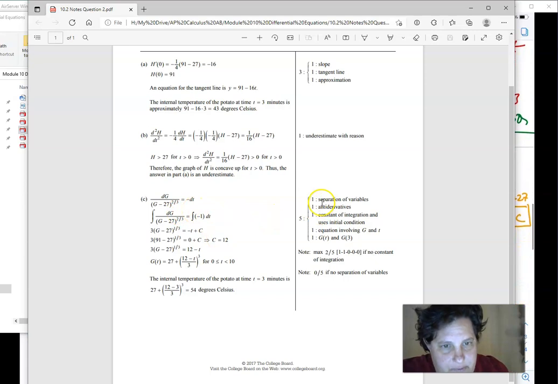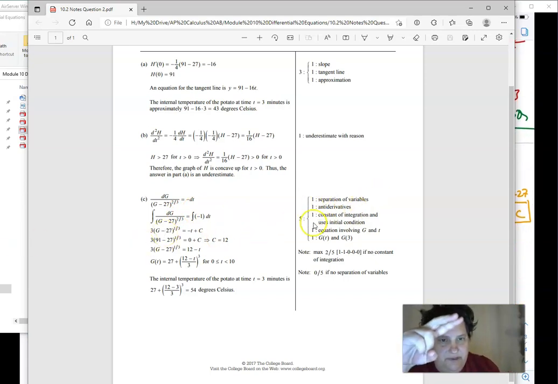Check it out. Separating the variables, that's 1. Taking the antiderivatives, that's 1. Constant of integration and uses the initial condition, that's finding C. Equation involving g and t. And then finding g of 3, 54. There's where your point breakdown comes.